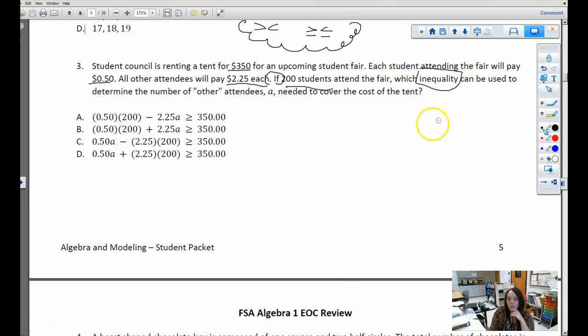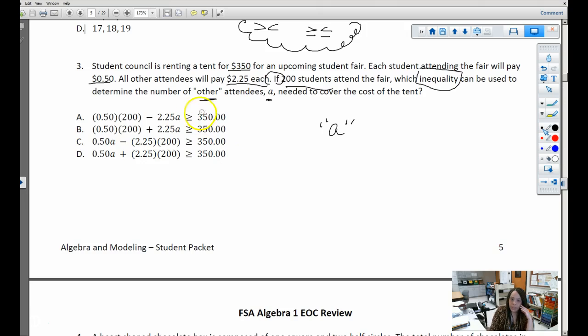Okay? So which inequality can be used to determine the number of other attendees, A, needed to cover the cost of the tent? So this is what this A stands for: other attendees. We don't know who those other attendees are. All we know is they're not students. So other attendees, they said we're going to call that A. I'm going to put that A in parentheses so you know it's other. Okay? So we know we have other attendees.